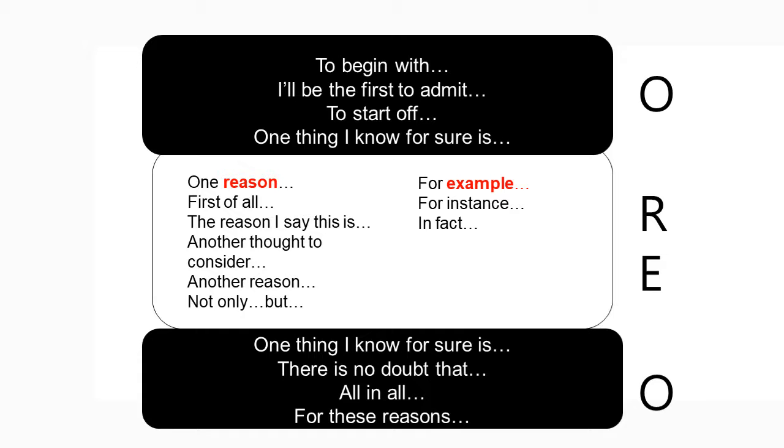Then for reasons and evidence or explanations: one reason, first of all, the reason I say this, another thought to consider, another reason, not only, but. And then for example, for instance, in fact. And then the final Oreo, your last opinion: one thing I know for sure is, there is no doubt that, all in all, for these reasons. So you've got your introduction, you've got your essence, and then you've got your conclusion.